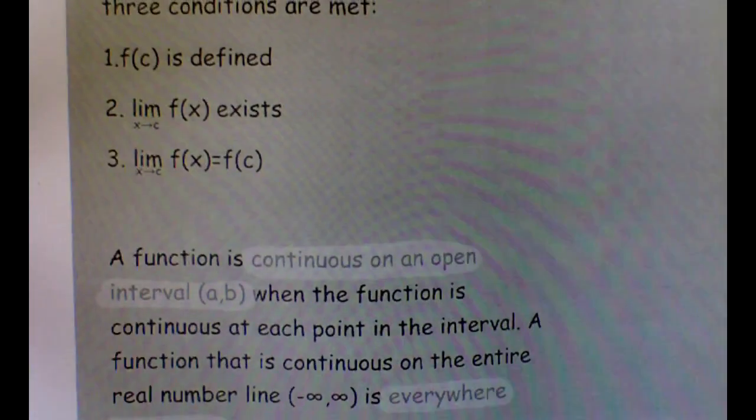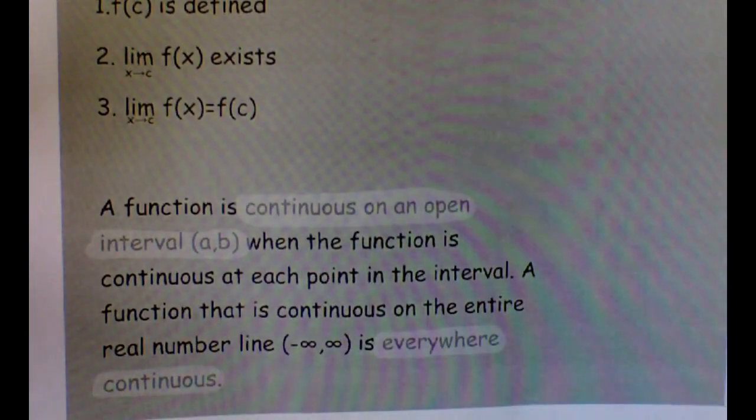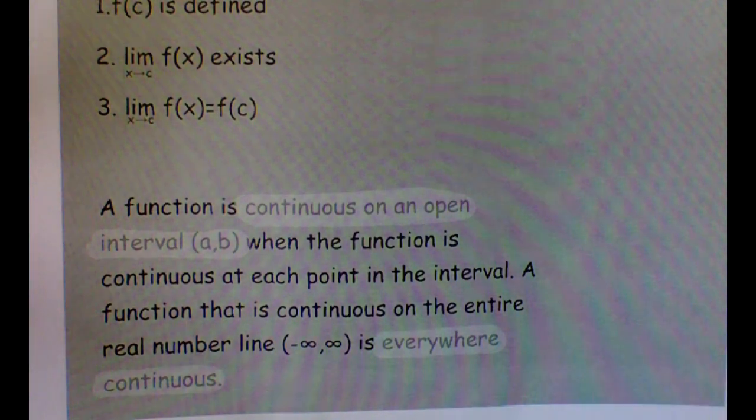A function is continuous on an open interval a to b when the function is continuous at each point in the interval. A function that is continuous on the entire real number line, negative to positive infinity, is called everywhere continuous.